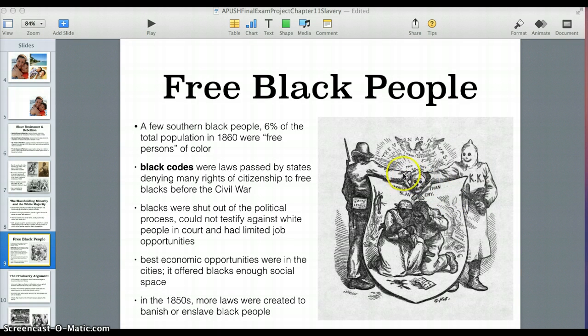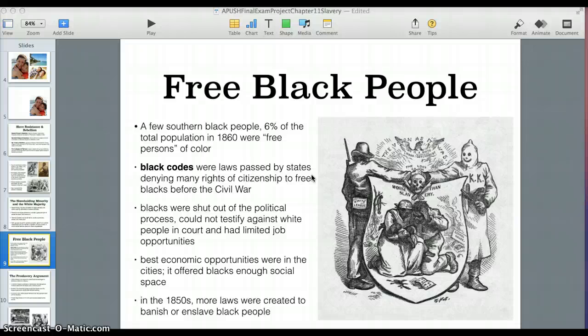Because all black people in the South were labeled as slaves, they had to carry freedom papers, official certificates of their freedom to show that they were free. They were denied all their rights. They were shut out of the political process and could not testify against white people in court, and many occupations were closed to them due to their skin color.